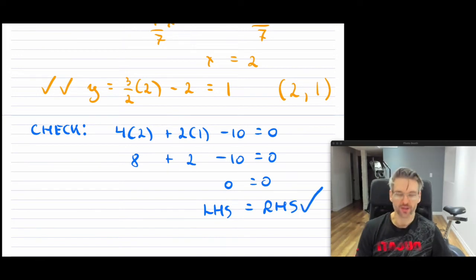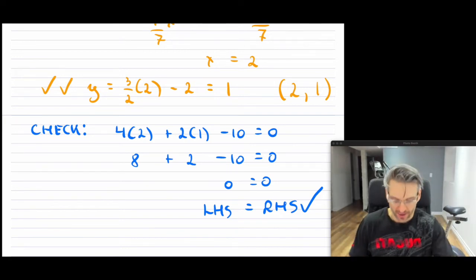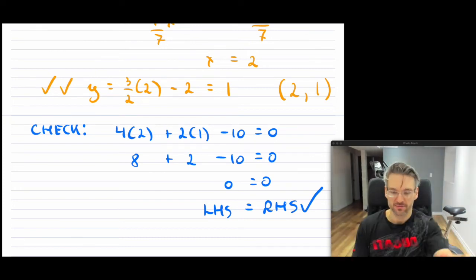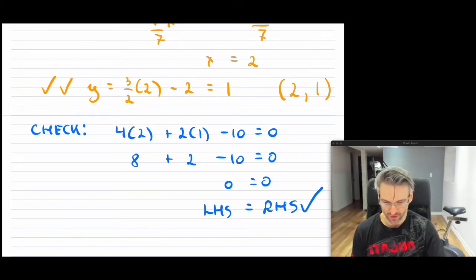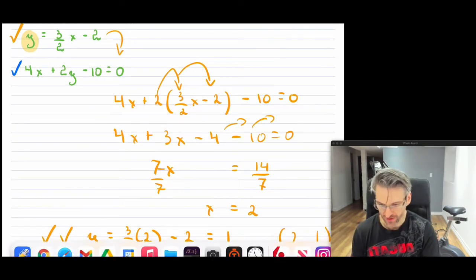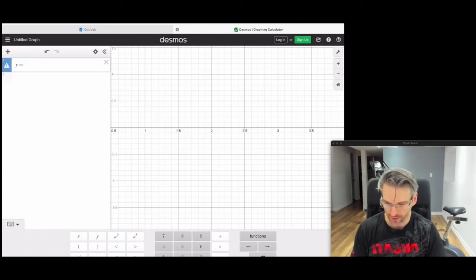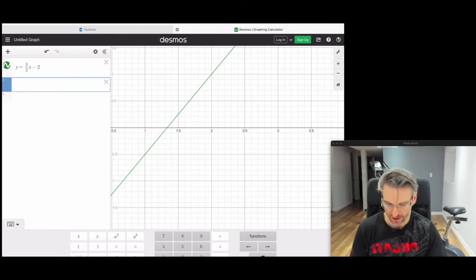Okay, check completed. Now, if you want more checks, depending on what you're doing, maybe an open book test or a project, whatever, graph it, right? You can use a table of values to graph it, or you can directly graph it on Desmos, for example, or any other equivalent tool. So this is y equals 3 over 2x minus 2. So that was one of the lines.